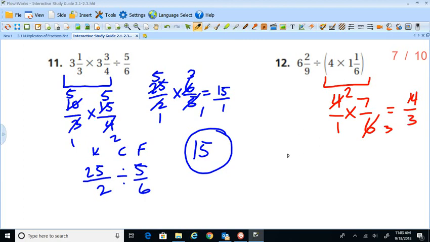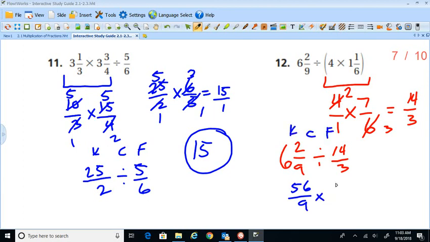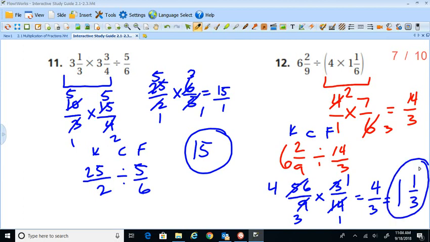At this point, I have 6 2/9 divided by 14/3. And 6 2/9 becomes 56/9. Keep, change, flip. Times 3/14. That becomes a 1. This becomes a 3. 14 goes into 56 4 times. So that becomes a 1. This becomes a 4. And now I end up with 4 times 1, 4. 3 times 1, 3. 4/3. 1 1/3. Final answer.